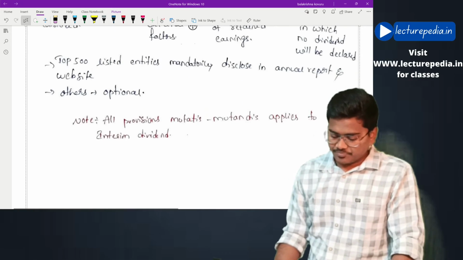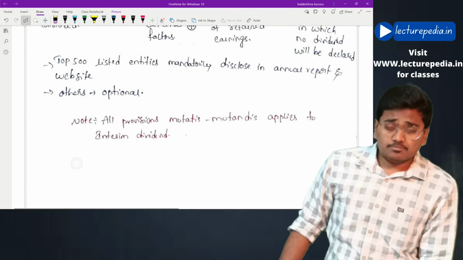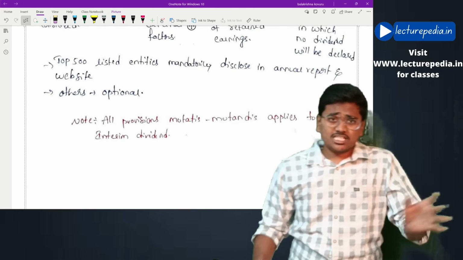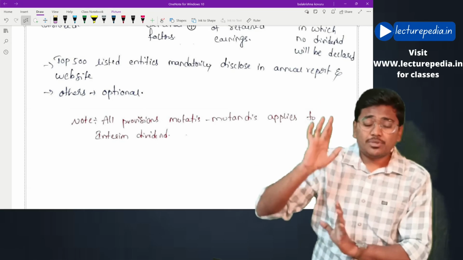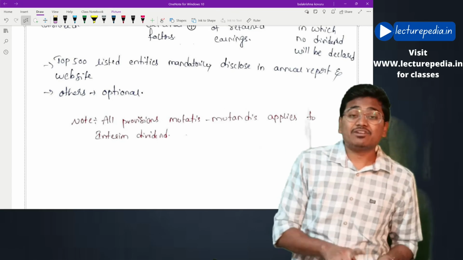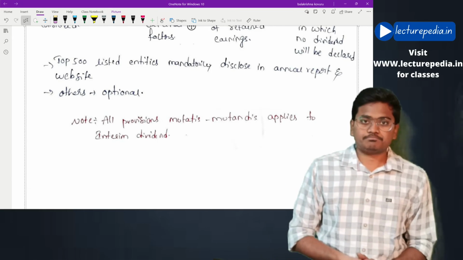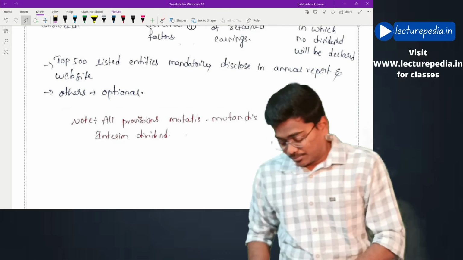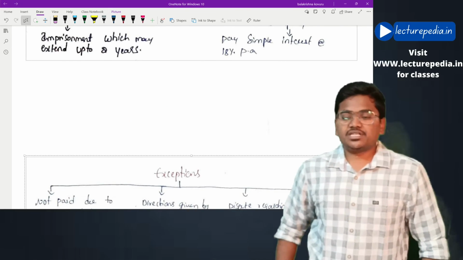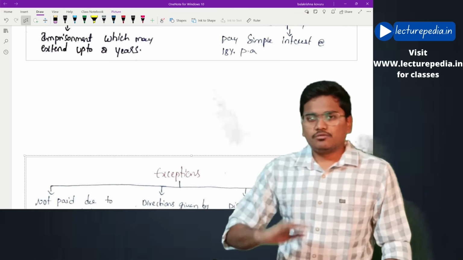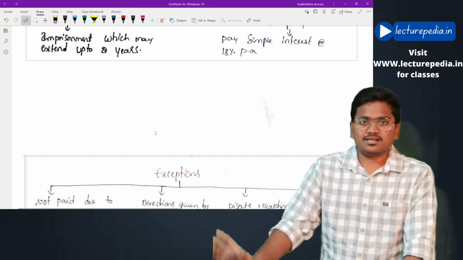Hope this is clear. And you should remember that all these provisions which we have discussed for final dividend will be applicable mutatis mutandis even for interim dividend also. By this, the revision of the dividends chapter is completed. We'll meet with the revision of the next chapter in the next class.